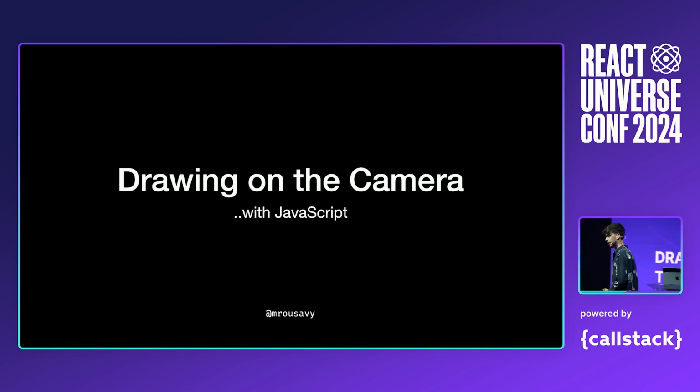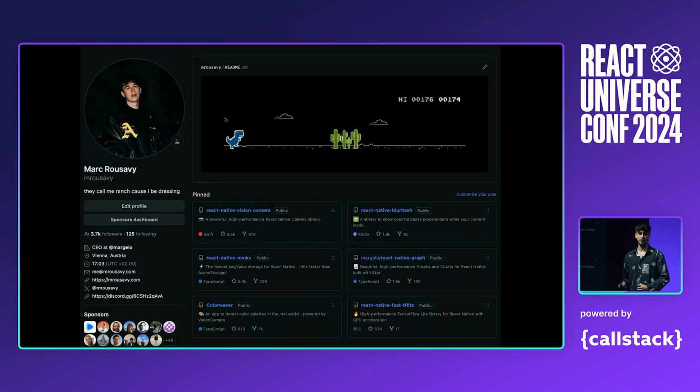OK, so maybe a little bit about me. I'm Marc Rousavy. I built a few open source repos. I built VisionCamera, I built react-native-mmkv, a bunch of other repos you might have seen before. And I'm running this development agency called Margelo. We focus on performance and all these other kinds of niche things like 3D and graphics. And today, I'm going to combine a few of those topics because we're going to draw onto the camera.